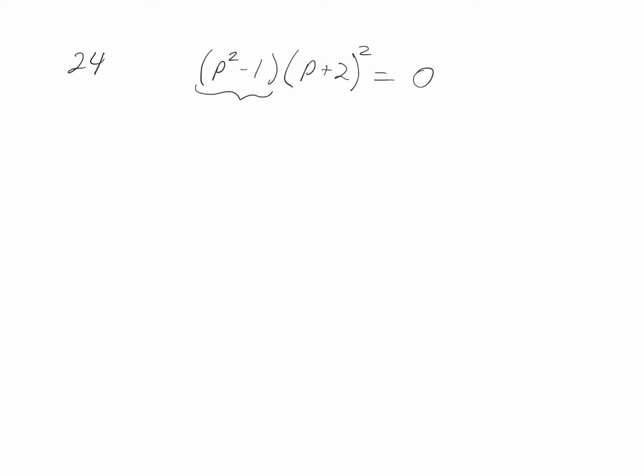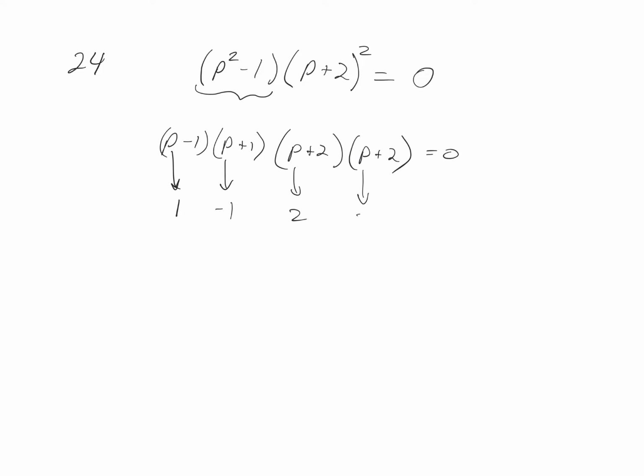This one here is a difference of squares, (p minus 1)(p plus 1), and then we have our (p plus 2). And we can expand it out and go (p plus 2) again. And you can see that this one needs to be equal to 1 for the equation to be equal to 0. This one needs to equal -1, and this one needs to equal -2. And that would also need to equal -2, but since we have double solutions, we just use one of them. And so these are the solutions: 1, -1, and -2. The answer is D.